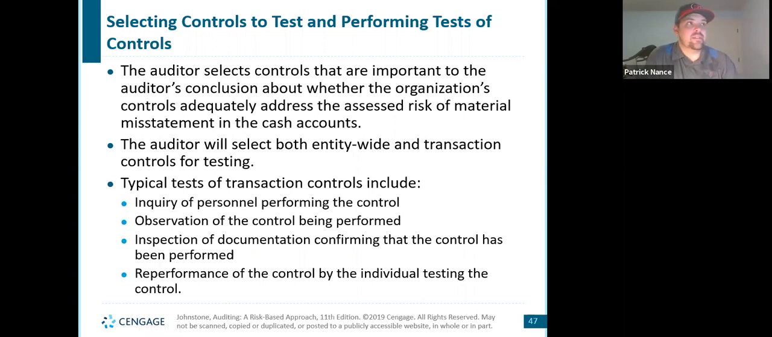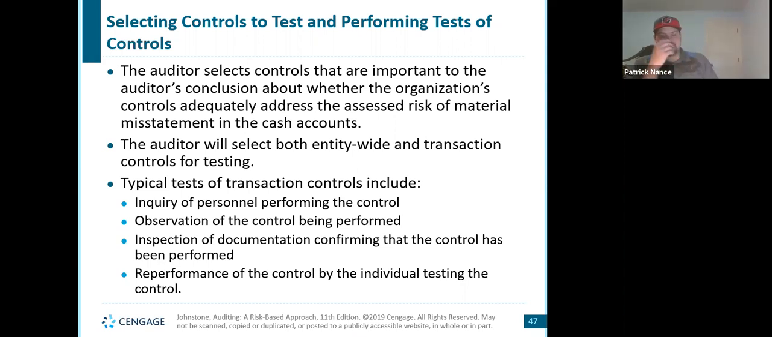Selecting control tests and performing tests of controls. The auditor selects controls that are important to the auditor's conclusion about whether the organization's control adequately addresses the assessed risk of material misstatements in the cash account. The auditor will select both entity-wide and transaction controls for testing. Typical tests of transaction controls include inquiry of personnel performing the control, observation of the control being performed, inspection of documentation confirming that the control test has been performed, and reperformance of the control by the individual testing the control.